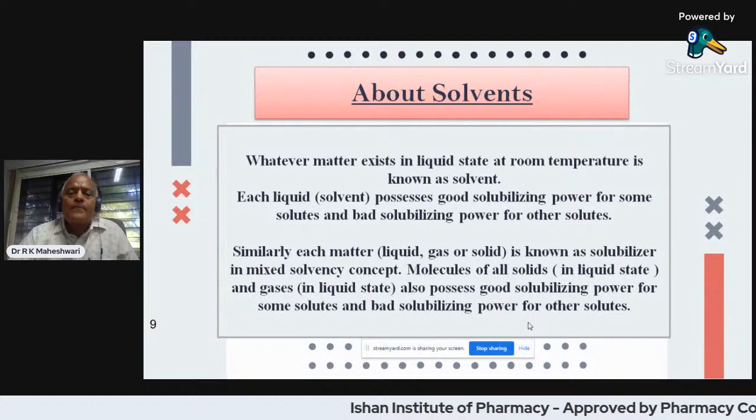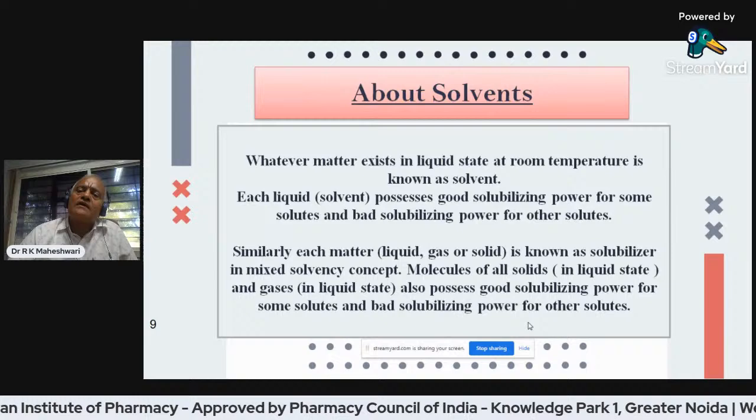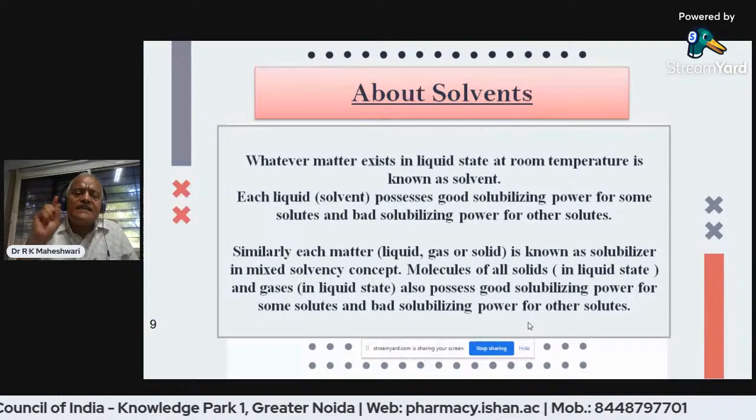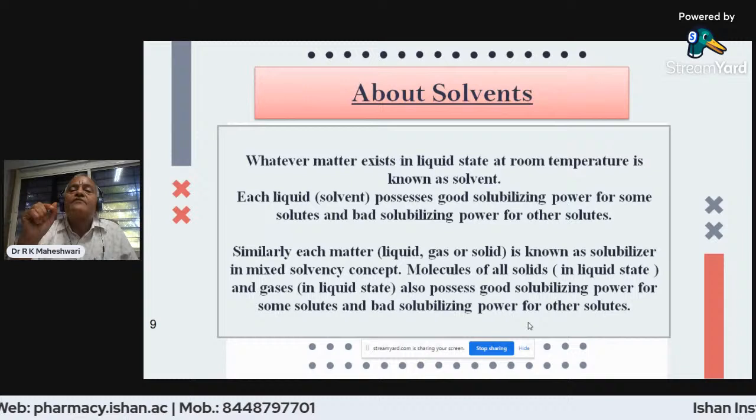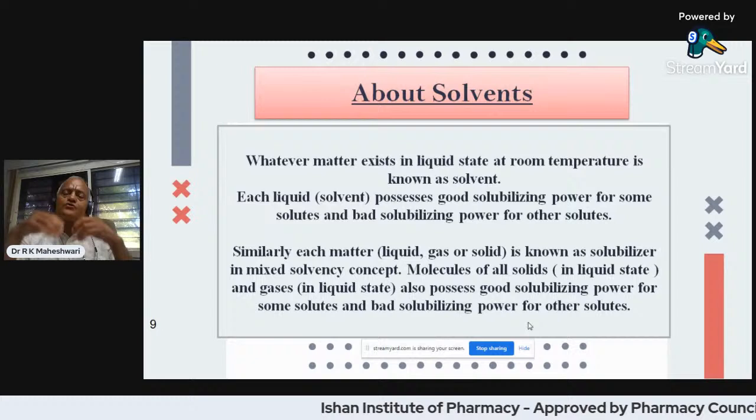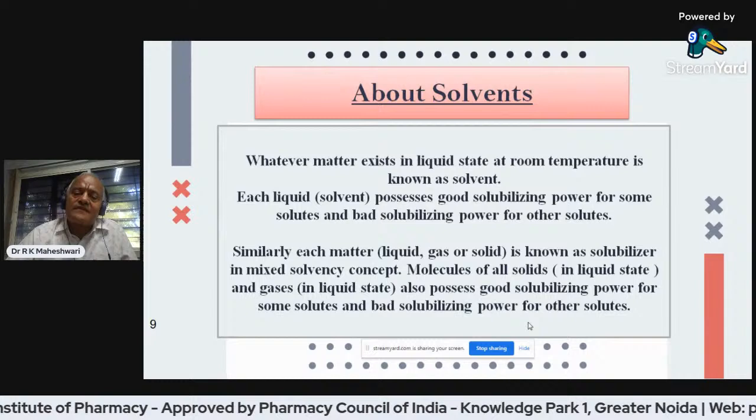About the solvents, whatever matter exists in liquid state at room temperature is known as solvent. Water, ethanol, methanol, PEG 400, glycerin, propylene glycol, etc. Each liquid, the so-called solvent, possesses good solubilizing power for some solutes and bad solubilizing power for other solutes. This statement is to be remembered by us to understand the theory. Similarly, each matter, whether liquid, gas or solid, is known as solubilizer.